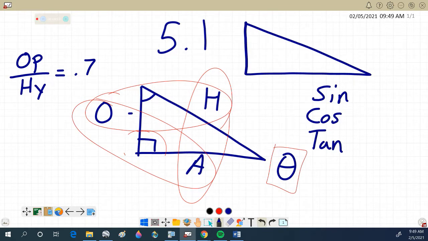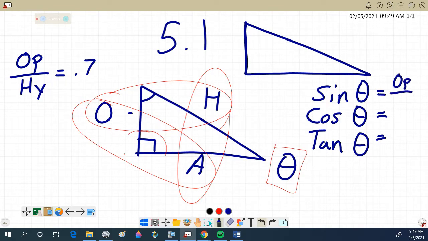Okay. Well, these have to be linked to an angle. So we always say the sine of theta, the cosine of theta, or the tangent of theta. And then those are equivalent to a specific ratio where you take one side and you divide it by the other side. So the sine is the opposite side divided by the hypotenuse. The cosine is the adjacent side divided by the hypotenuse. And the tangent is the opposite side divided by the adjacent.